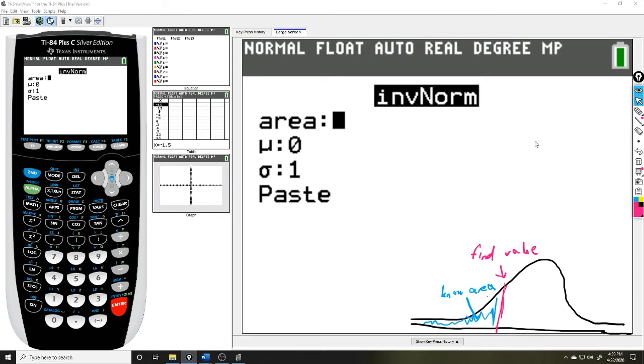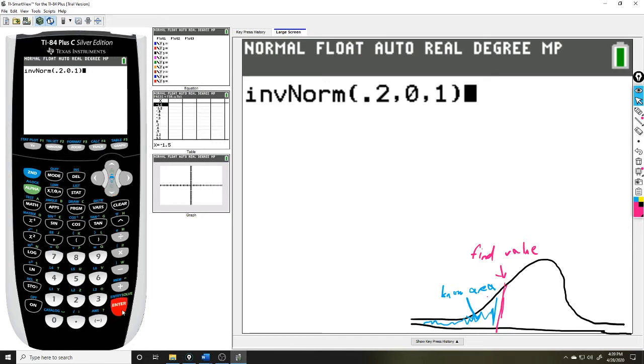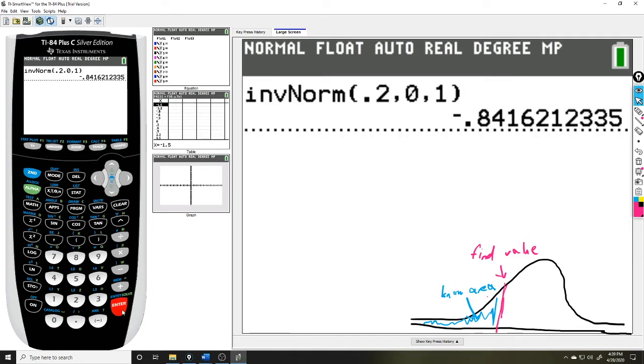This is useful for answering questions like, what's the 20th percentile of the distribution? So let's say we know that this area is 0.2. It's always area to the left, so it's in terms of percentiles. 0.2, and then mean of 0, standard deviation of 1. This will spit out a z-score. So this will tell me what the z-score of the 20th percentile is. Negative 0.841.